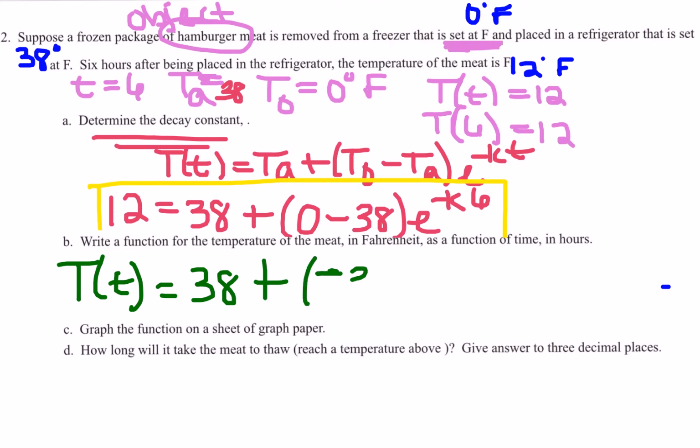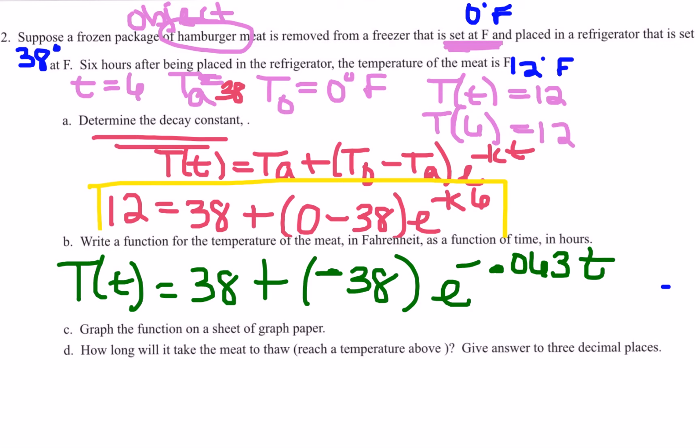I'm going to put negative 38 in here because I don't really need to do 0 minus that. I'm going to take away the parentheses as well. Actually, you know what? I'll keep the parentheses. It's okay. And I'm going to also put e in here and negative 0.063 times t. I'm not putting 6 in there because 6 only helped us solve for the k value. This is my generic function.